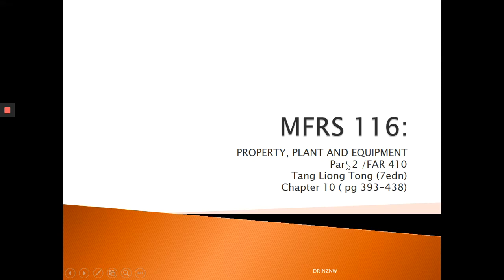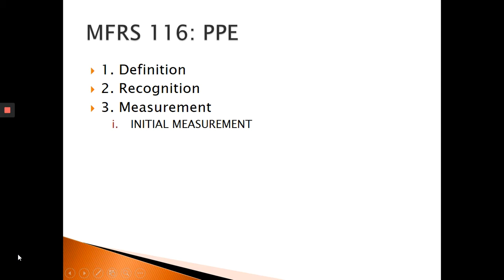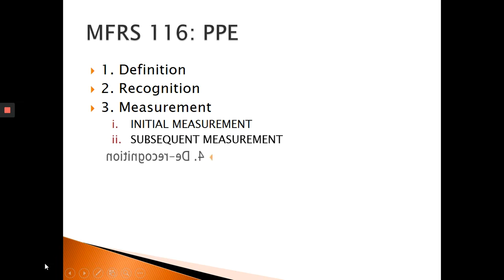410, property, plant and equipment. We're going to continue with part two of the topic. In part one, we already covered the definition, recognition, and measurement, which included only initial measurement. So in part two today, we're going to continue with subsequent measurement. We're going to get into derecognition and also disclosure.